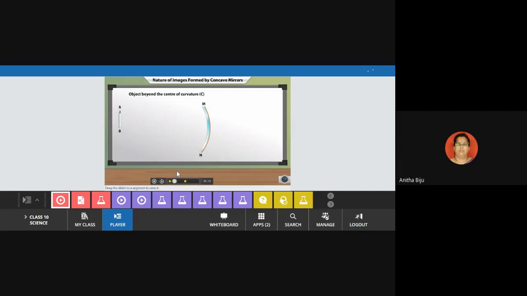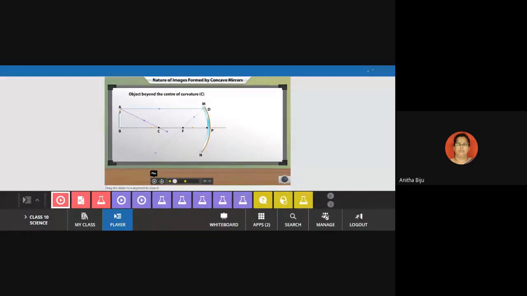If the object AB is placed beyond the center of curvature C, you can draw it now. This is the point, very important. Now, the object is placed beyond C. This is the position, you can write it down, beyond C. We have seen that in order to make the image, at least two rays of reflection are required. And the rules also we have learned.